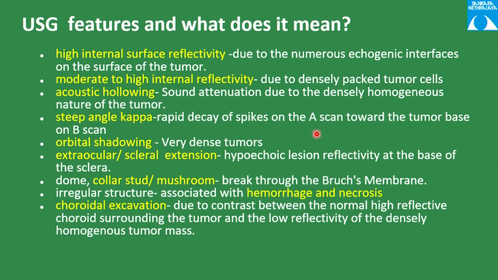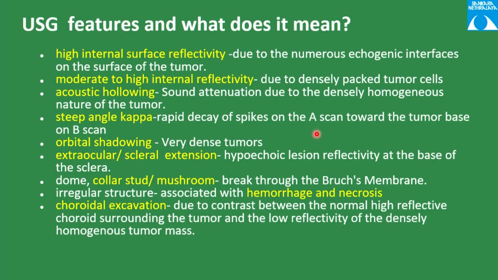What does high internal surface reflectivity mean? It is due to the numerous echogenic intersurfaces on the surface of the tumor. There's a moderate to high internal reflectivity because these tumors, which we all know by now, are melanoma. So they are densely packed tumor cells. And since the echoes are not going through, there is a sound attenuation through the tumor where you have a rapid decay of the spikes seen on A scan. So that's called steep angle kappa. And there's also acoustic hollowing for the same reason.